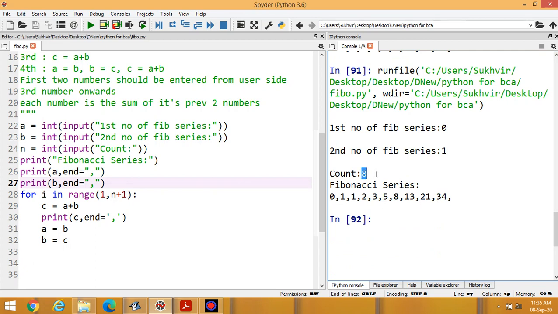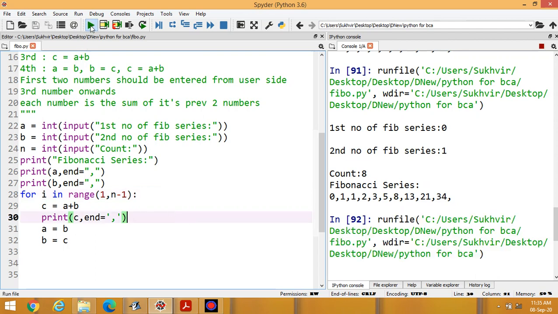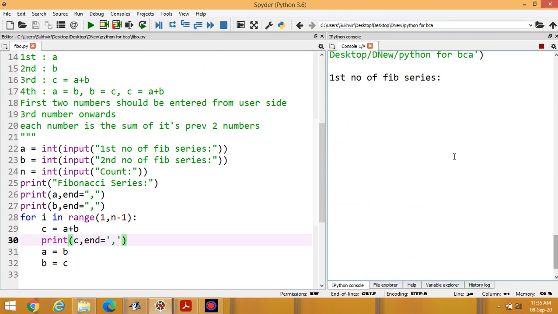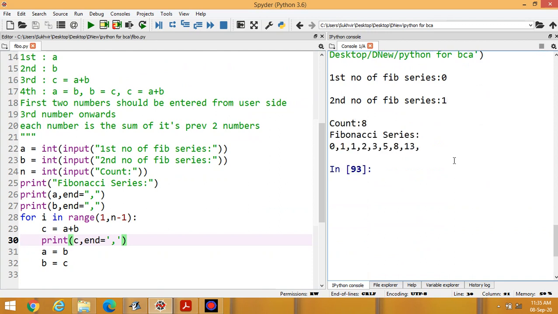Now I am writing the count 8 here, but the values are 10. If you can count the values, the number is equal to 10. Now what's required here? I have to reduce the value by 2 here, n minus 1, because n plus 1 minus 2, the value is equal to n minus 1. Now execute the data again. First value is equal to 0 and second value is equal to 1 and count is equal to 8. You can display the appropriate data. 0, 1, 1, 2, 3, 5.